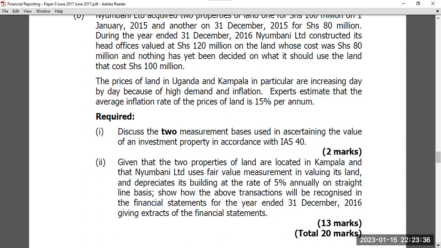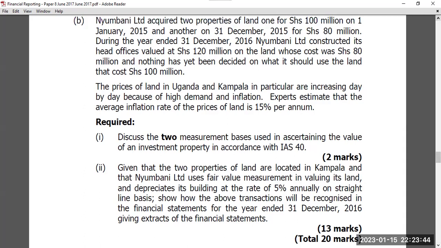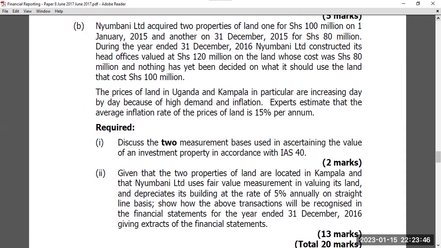And when you look at the question in detail, this part being Nyumbani Limited, you will see that they are saying Nyumbani Limited acquired 2 properties of land. One for 100 million on 1st January 2015, and another, land 2, on 31st December 2015 for 80 million.